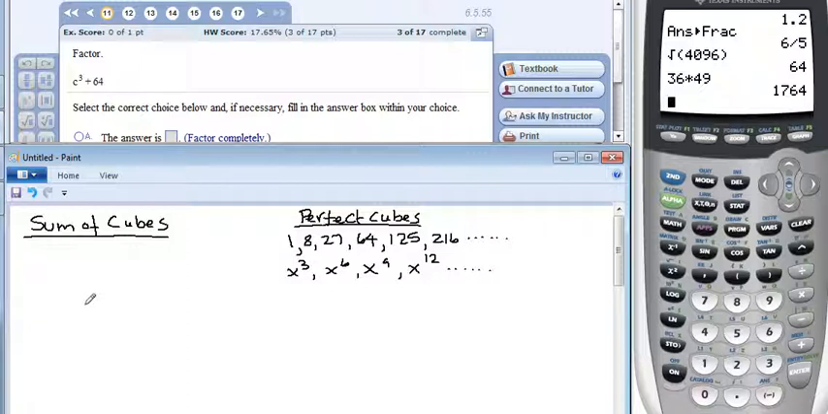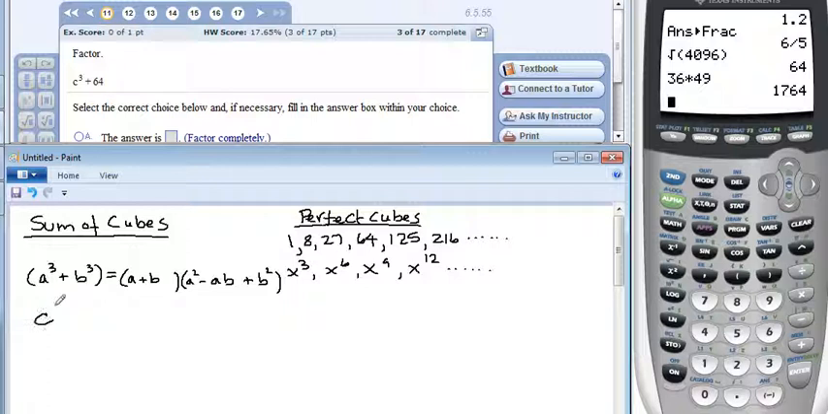And your formula for the sum of cubes is, if I have a cubed plus b cubed, both of these are cubes, there are 2 terms, and I've got a plus between them, then this is always a plus b times a squared minus a times b plus b squared. Good. So now let's start.